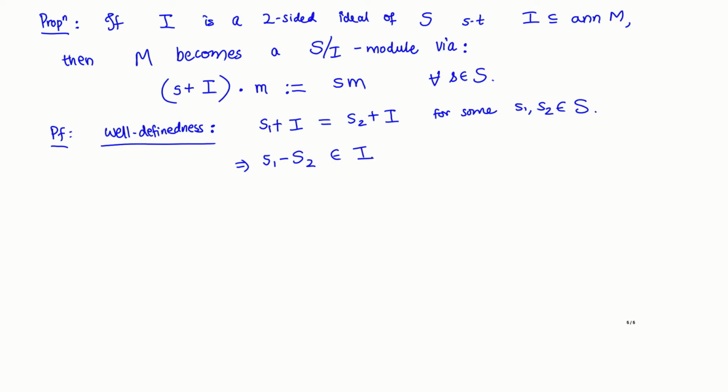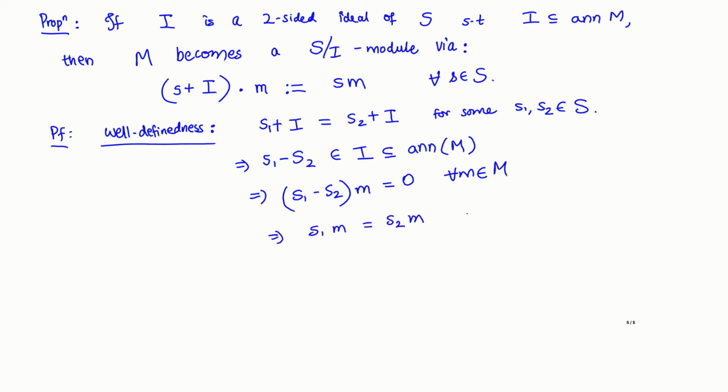Now let's check that I will get the same answer whether I apply S1 or S2, whether I choose S1 or S2 as my representative. So observe S1 minus S2 is in I, but I is contained inside the annihilator of M. What does it mean? It means that S1 minus S2 annihilates every element of the module. (S1 minus S2) M is 0 for all M in M. What does that mean? It says S1 acting on M is the same answer as S2 acting on M for all M in M. And that's exactly what we wanted to prove, right?